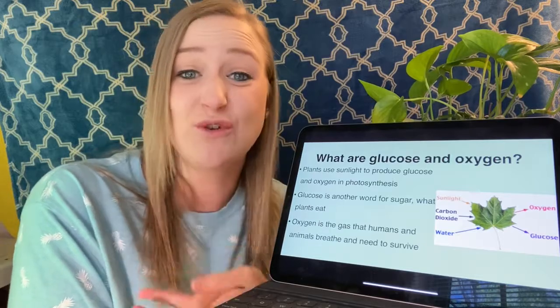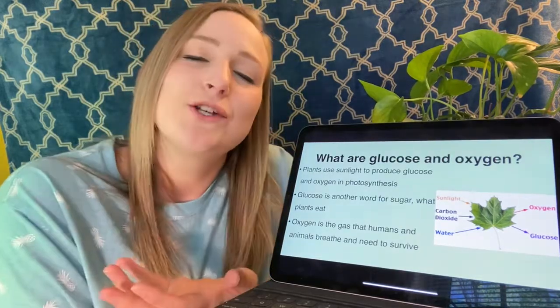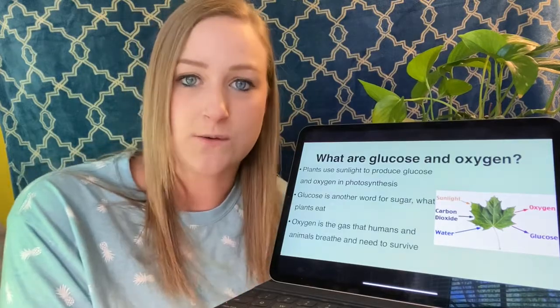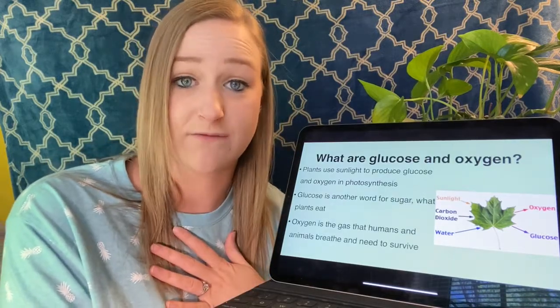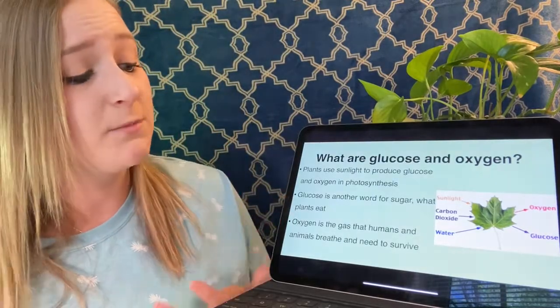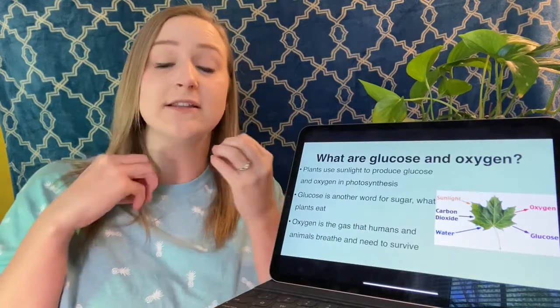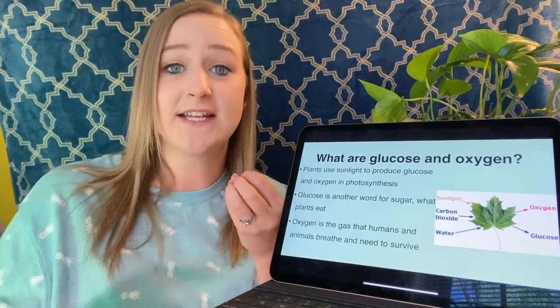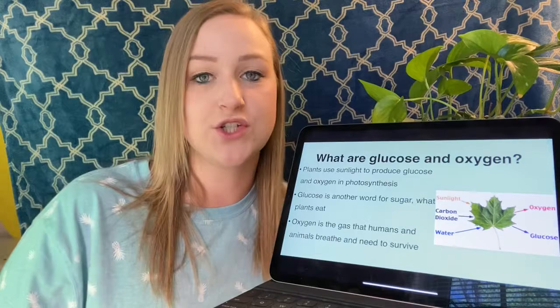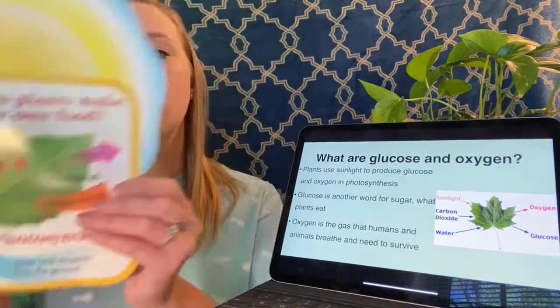Just like we need food to survive, a plant doesn't need a cheeseburger. The plant just uses the glucose, which is that sugar, to survive off of. That's their food. Oxygen is the gas that humans and animals breathe and need to survive. So when the plants make the glucose, which they eat, they also give off oxygen, which is what we need to breathe.